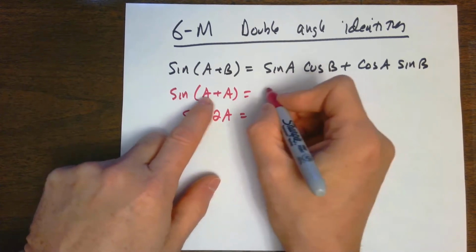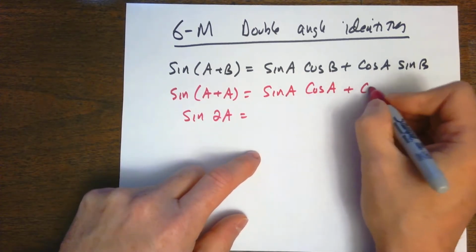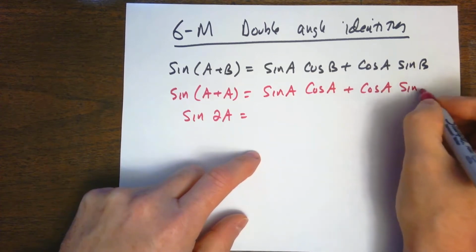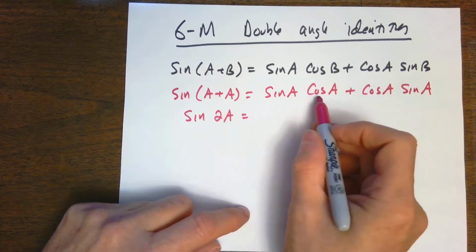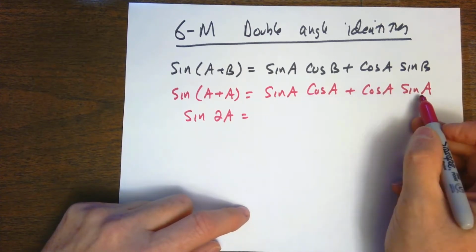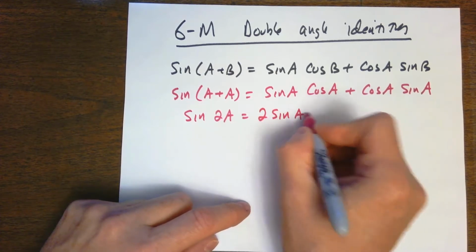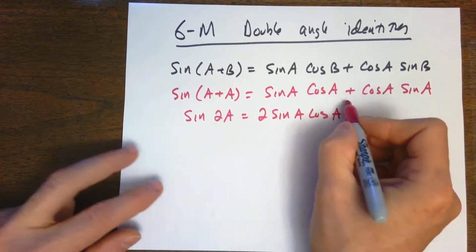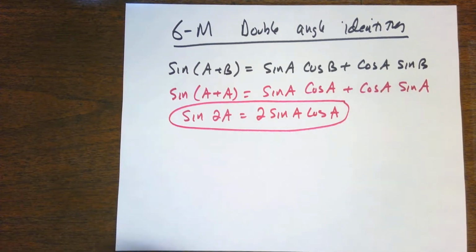Well, if I substitute it in, I'm going to get the sine of A, the cosine of A, plus the cosine of A, the sine of A, because the angles are the same. So I get sine A, cosine A, sine A. Are they the same? Yes, they are. I've got two of them. 2 sine A, cosine A, and here is our first double angle identity.